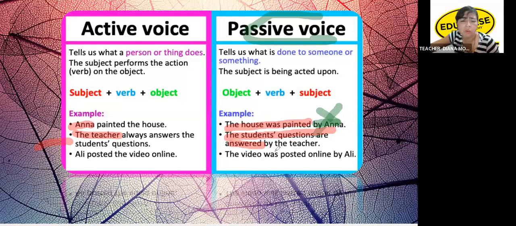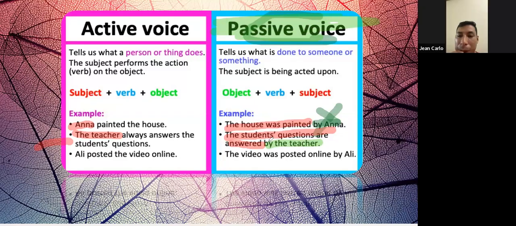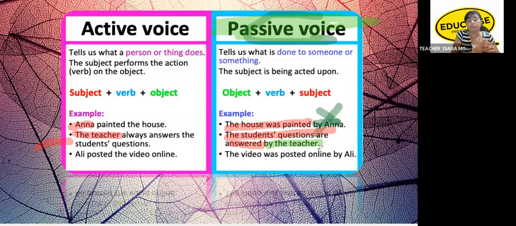Or no? No, I don't think it's necessary, because the point is, actually, in this form, in the passive voice, it is never necessary. That's the point here. Okay. Yeah, because the students' questions are answered. Okay. No me interesa por quién, por cuál profesor.